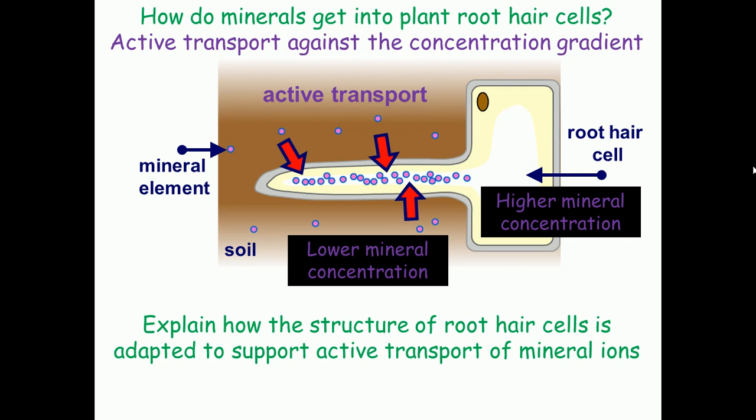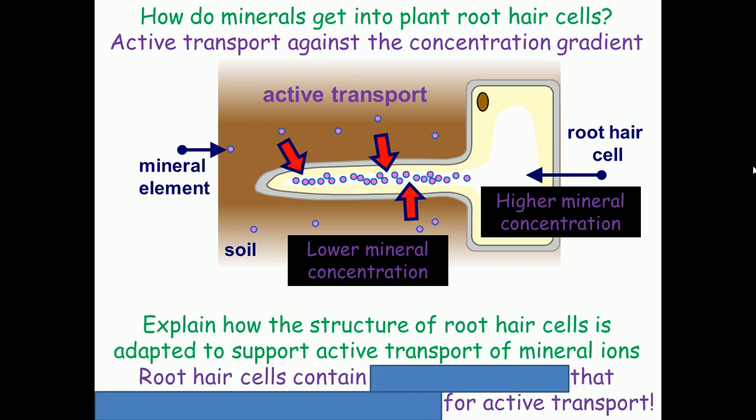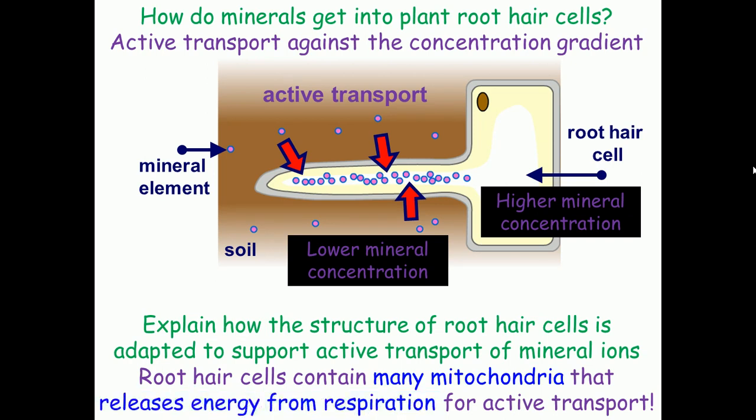So how are root hair cells adapted in structure to support active transport of mineral ions? Well, that's because root hair cells contain lots of mitochondria. Because they contain lots of mitochondria, those mitochondria can be used to release energy from respiration for that energy to be used in active transport.